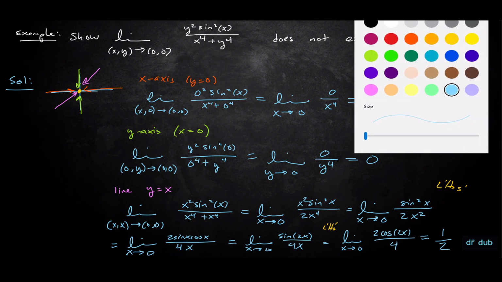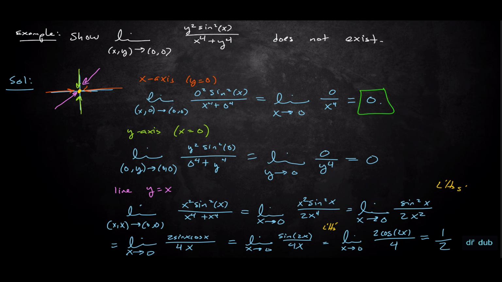So what can I say? I can say the limit does not exist because I have 0 here and 1/2 here. So the limit does not exist because I have one path that gives me 0 and another path that gives me 1/2. So since they're not the same, if it does have a limit, they have to all be the same, no matter which path you take through the point. So that's how you show that a limit does not exist. So a little tricky.